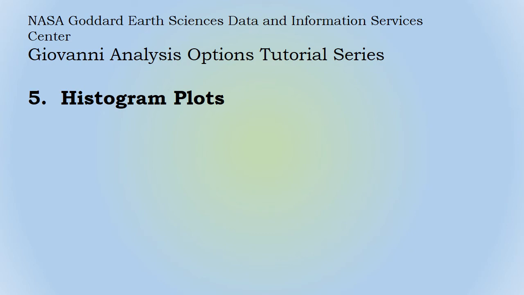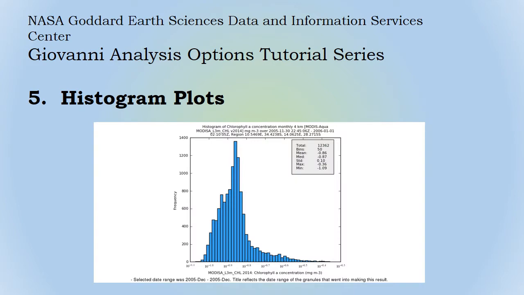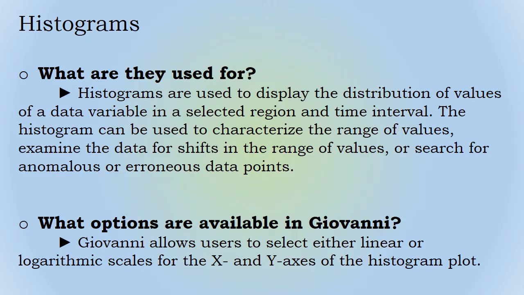This is tutorial number 5 in the Giovanni Analysis Options video tutorial series on the histogram plot analysis. Histograms are used to display the distribution of values of a data variable for a selected region and time interval. The histogram can be used to characterize the range of values, examine the data for shifts in the range of values, or search for anomalous or erroneous data points. Giovanni allows users to select either linear or logarithmic scales for the x and y axes of the histogram plot.